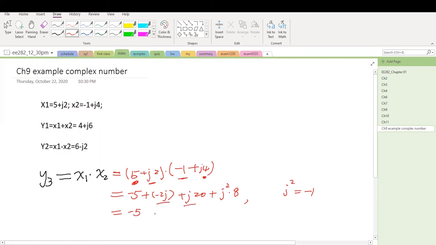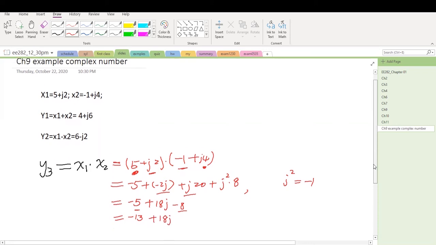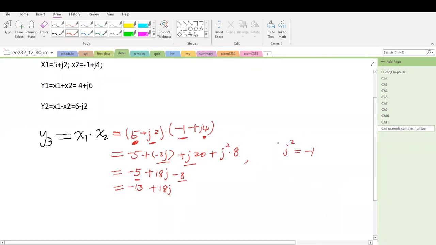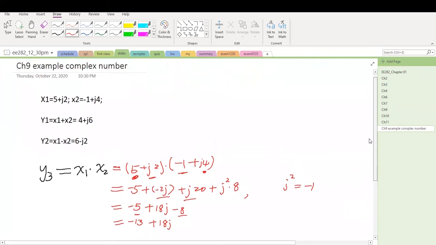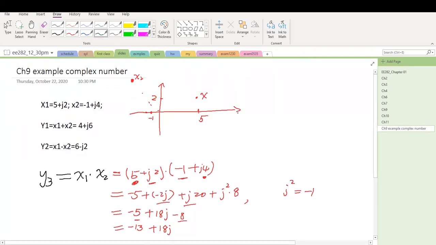Plug it in and then do a little reorganization here. j and j, that equals 18j, and then minus 8. And then you combine this together. Real part, this minus 13, and plus 18j. These are rectangular form. And also we can look at it from the graph, the real part and imaginary part graph. So this is the real part, this is the imaginary part.